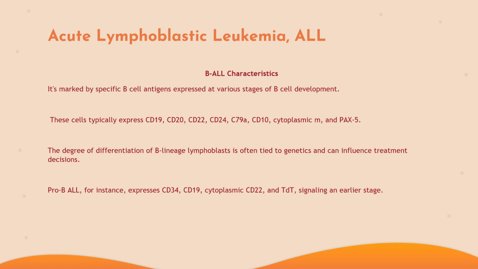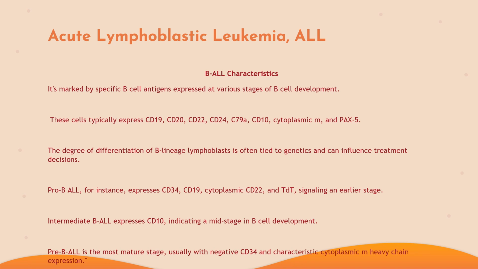Pro-B-ALL, for instance, expresses CD34, CD19, cytoplasmic CD22, and TdT, signaling an earlier stage. Intermediate B-ALL expresses CD10, indicating a mid-stage in B-cell development. Pre-B-ALL is the most mature stage, usually with negative CD34 and characteristic cytoplasmic mu heavy chain expression.